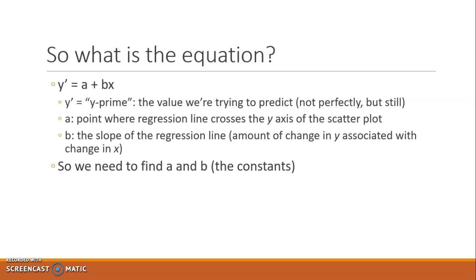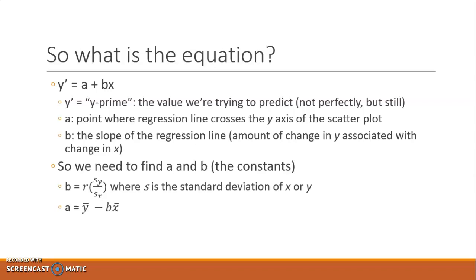Let's start with b. B is equivalent to r, the Pearson's r, multiplied by the standard deviation of y over the standard deviation of x. Okay, and remember, you already found all of these if you use the conceptual formula. You've got the standard deviation of y because you needed that for the z-score. You've got the standard deviation of x, ditto, and you found r. So as long as you have that, you can find b.